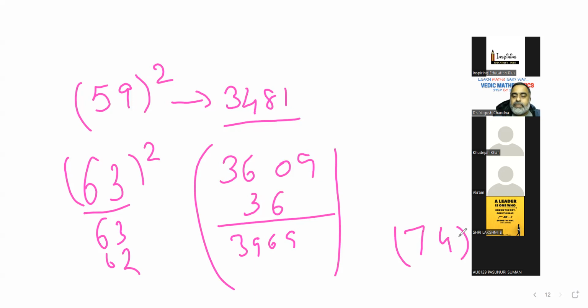74 square. 5476. 5476. Sir, 5476. Okay, so everybody cannot be wrong. Everybody is saying the same, so it has to be 87 square.